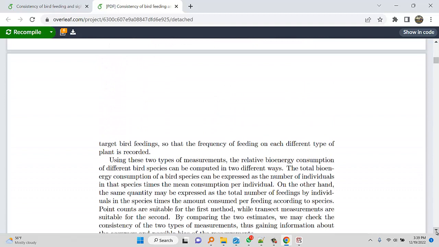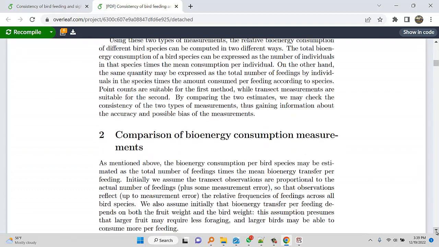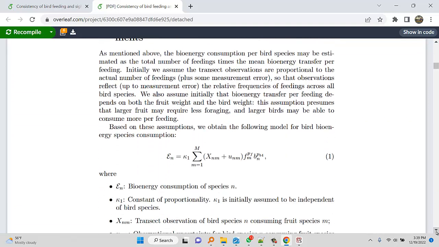There really are two parts to the paper. The first part uses a model of bioenergy consumption. I should say it uses two models of bioenergy consumption: one model that uses transect observations, and one model that uses point counts. By comparing these two models, we can estimate system parameters.